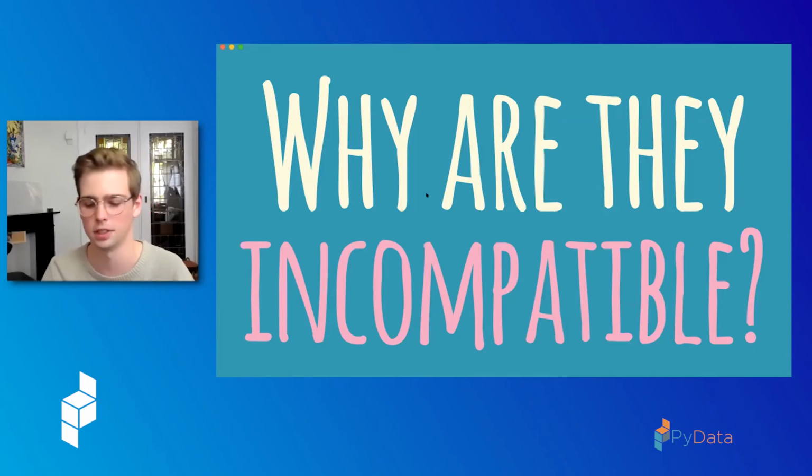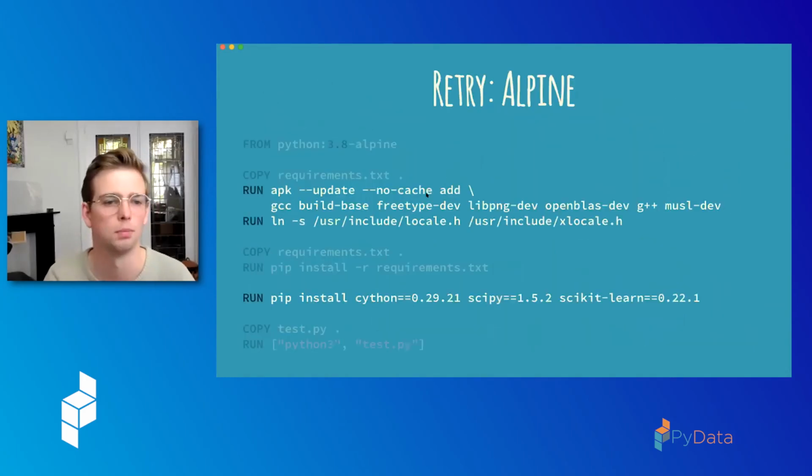And to compile things, we need to have certain build dependencies in place. And it turns out that for the packages that we have, the most important ones are freetype-dev, libpng-dev and jpeg-dev, which are dependencies that Matplotlib needs, and openblas-dev for NumPy and SciPy and the likes. And then g++ and musl-dev are just more standard dependencies that we need in any case.